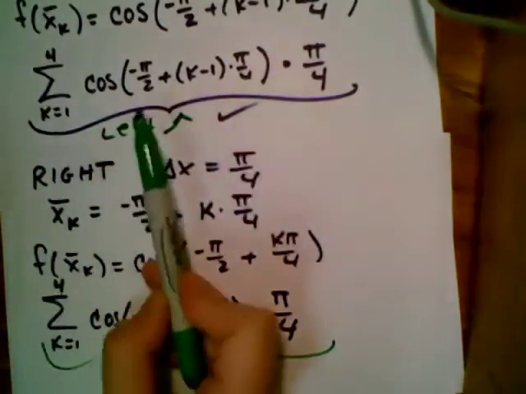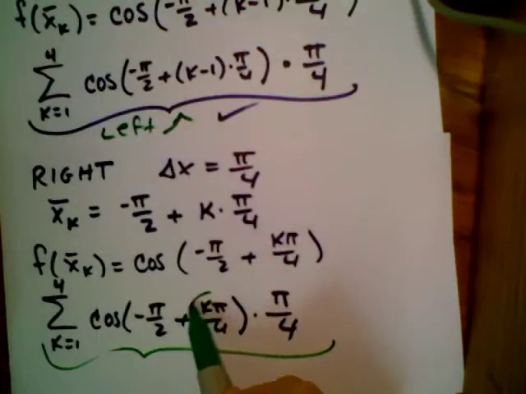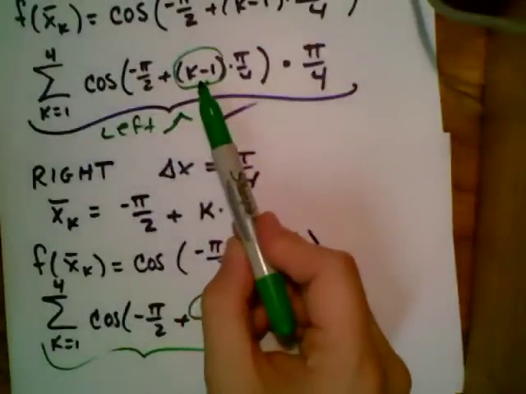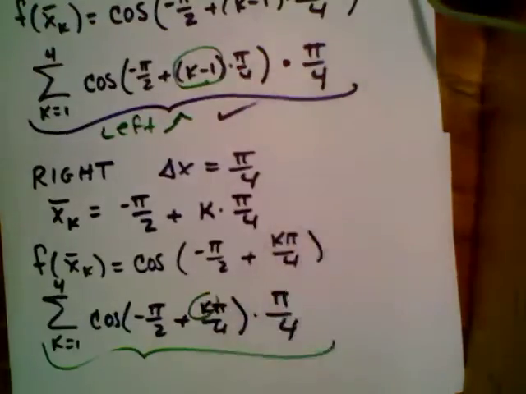We can compare the left Riemann sum above to the right, and they just differ in the multiple of pi over 4 that we're adding to a.